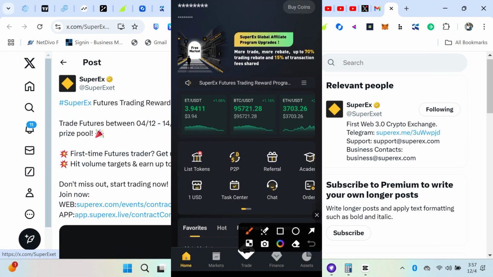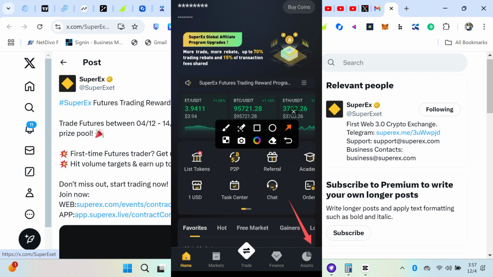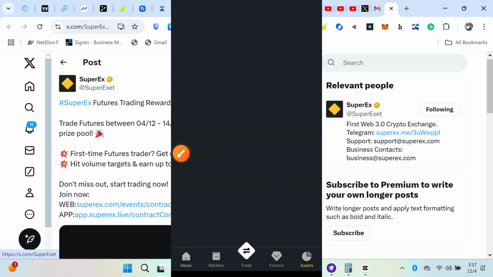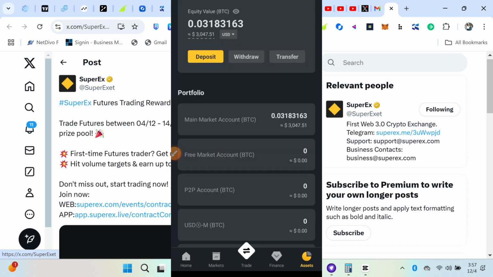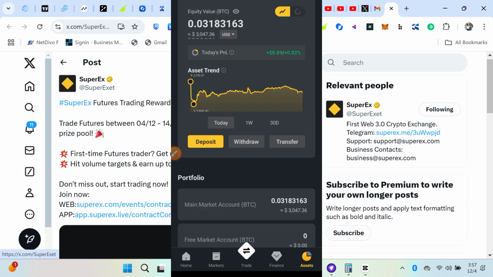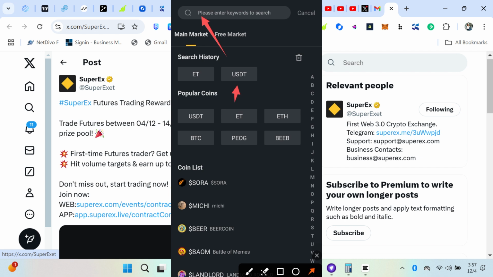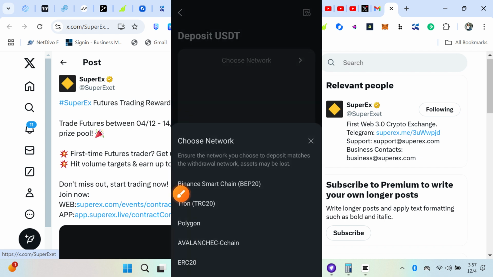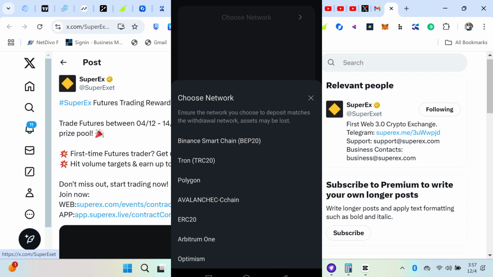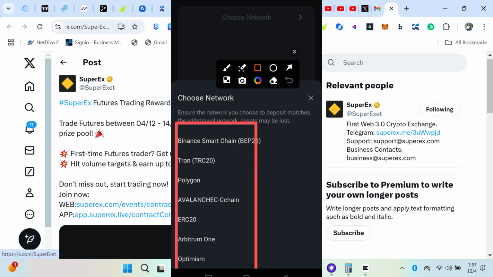Now go ahead and tap on this asset button. The reason you are tapping on the asset button is to add your USDT or any other token you want to trade on this platform. Majorly guys, we make use of USDT. So go ahead and tap on this deposit button. Once you tap on the deposit button guys, it comes up like this. Search for USDT in the search bar or you tap on USDT here. Once you tap on USDT, it comes up like this guys. Then send your USDT to any of these wallet addresses ranging from BNB through Optimism.